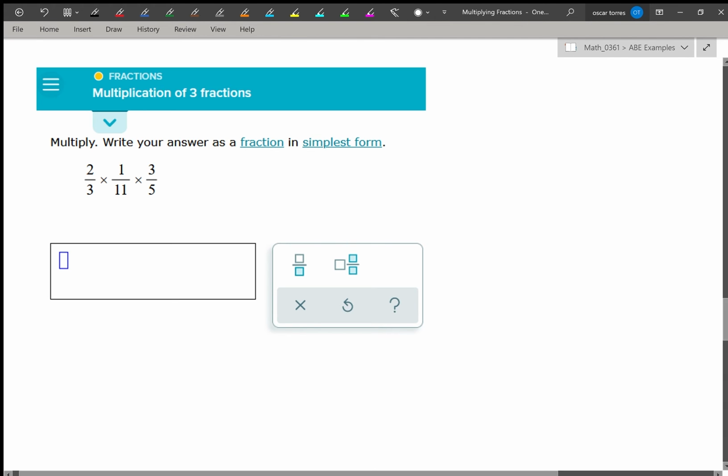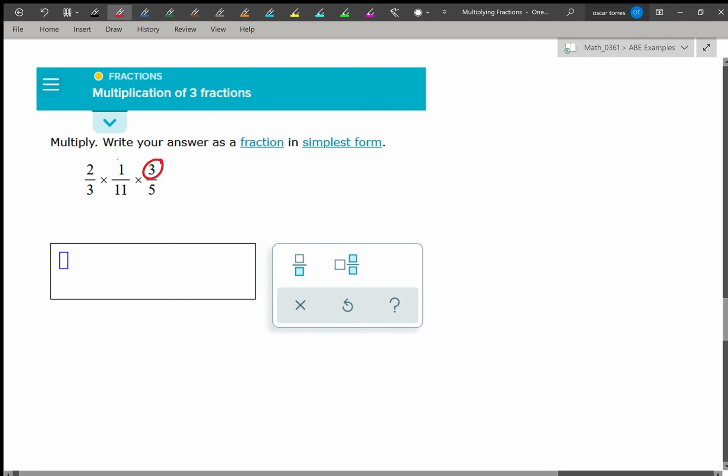This problem has 3 sets of fractions. We're going to do what we've been doing and look at the diagonals of these fractions to see if we can simplify any combination of numbers. If we look at 3 and 1, that cannot be simplified. 11 over 3, or 3 over 11 cannot be simplified. 2 and 11 cannot be simplified. And 1 and 5 also cannot be simplified.